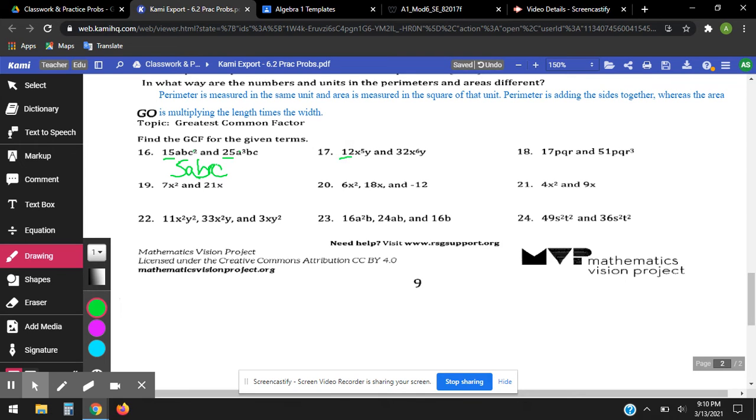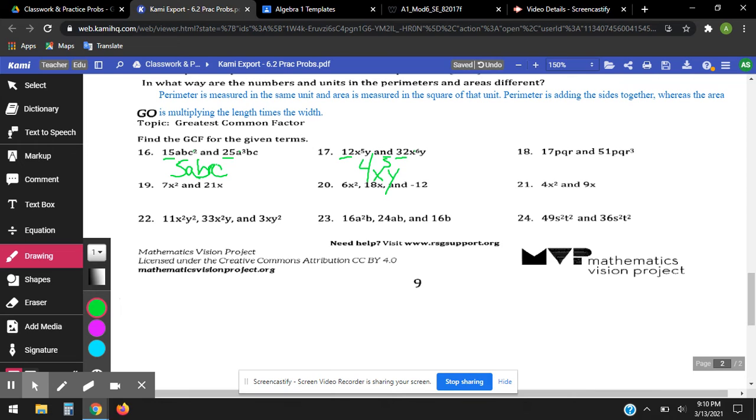So now with 17, let's look at the number first. 12 and 32. The biggest number I can get out of that is 4. Now I can look at the x's. This one has 5, this one has 6. That means I can get at least 5 out of both of them, and I can get one y.